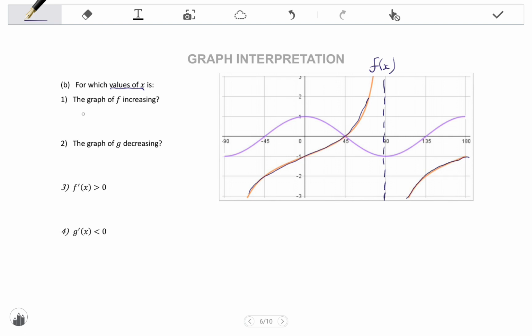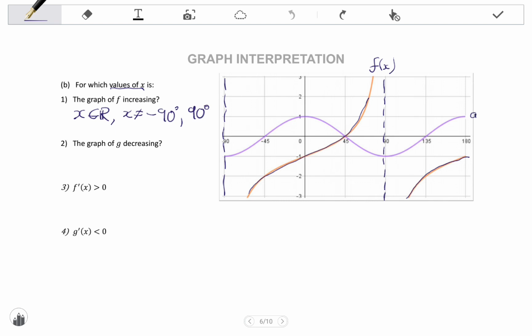So wherever the graph is defined, the graph is increasing. So it's increasing for x is an element of real numbers, but x cannot be the values of the asymptotes. And we have an asymptote at -90 degrees and at 90 degrees. Number 2, where is the graph of g decreasing?